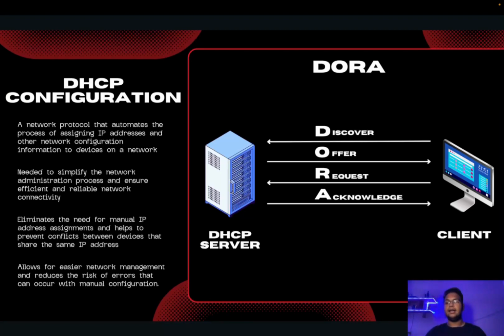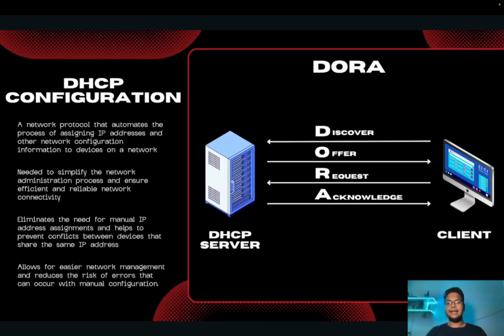Each of them sends an offer to the client regarding what IP pools are present and what they can offer. The client then sends a request again to a particular DHCP server, saying that I want your IP address, I want an IP address in this range, and finally the DHCP server acknowledges the request and gives an IP address to the client. So this is how DHCP configuration happens, and a client is automatically assigned an IP address in a given pool.